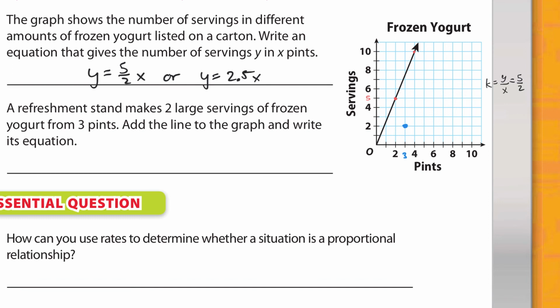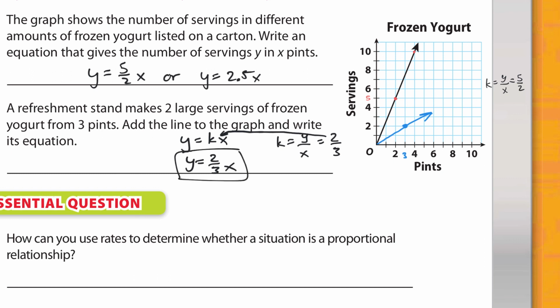So here's the line. It goes right through like that. And write the equation. Once again, the y value is equal to k times x, but to get k, you have to take a y value divided by an x value. In this case, the y value is 2 and the x value is 3. So it's going to be 2 over 3, and that gets placed into k right there. So y is equal to 2/3 times x. That is our equation.